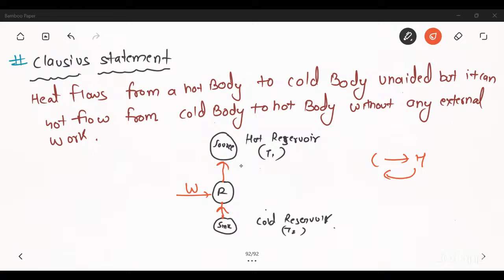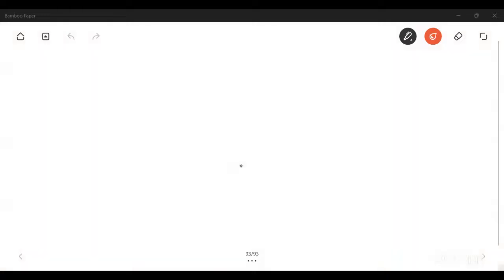Now next is to see whether the heat engine counts or not in your previous year. There will be no heat engine, no refrigerator.